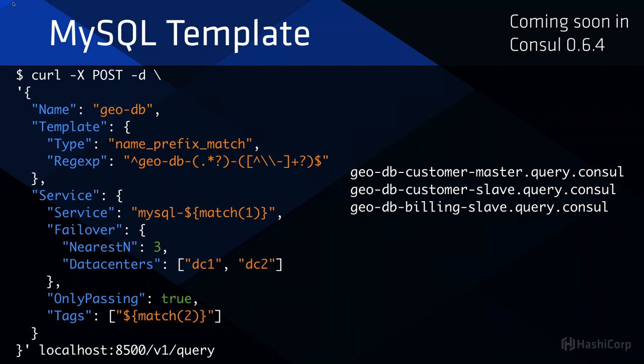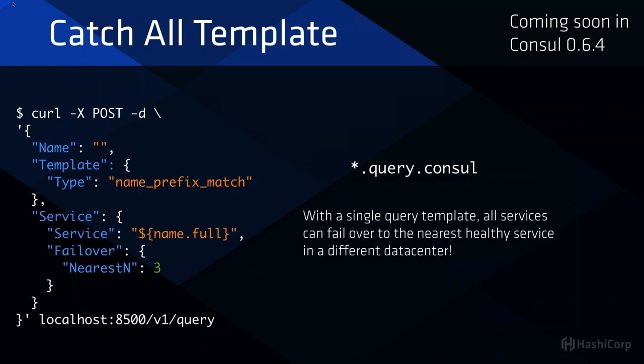And then the ultimate is the catch-all template. So this is similar to last time. Notice that the name is empty, and I didn't supply any regular expressions here. This basically just takes the full name, sticks it in the service name, and sets nearest end to 3.